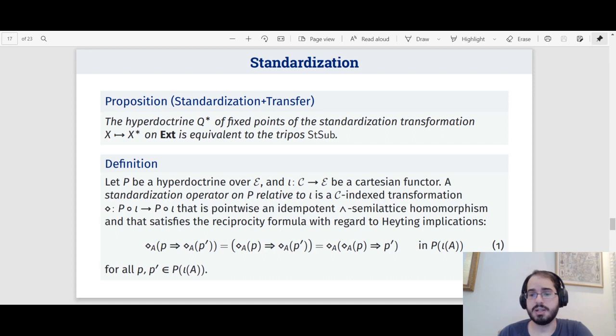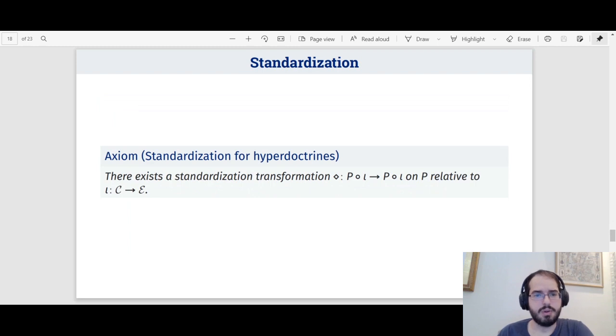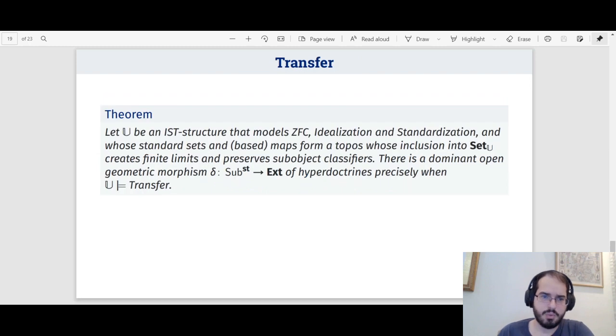And we add one more property that actually makes it behave like a tripos of standard sets. And this is just to ask that the operator satisfy a reciprocity formula, so a kind of Frobenius reciprocity, but for implication. So I'll call such a transformation a standardization operator on P. So with that, I might formulate the following standardization axiom for arbitrary hyperdoctrines, which is to say there is a standardization transformation on P. What about transfer?